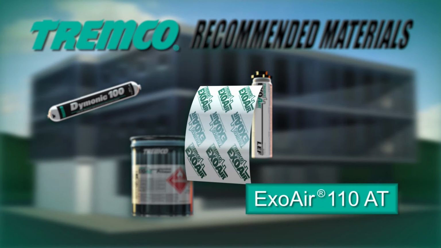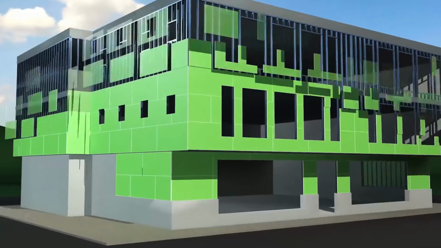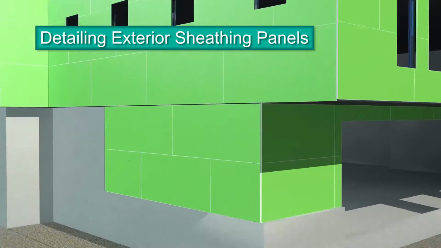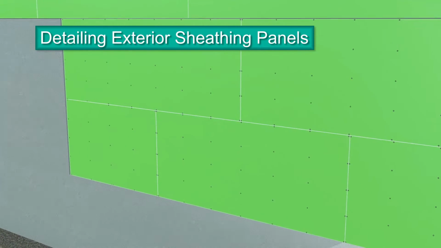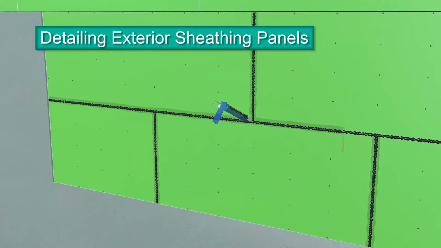ExoAir 110AT is a composite 24mm sheet designed for use as the membrane or as a component of an air barrier system. Exterior sheathing panels can be detailed using Dimonic 100 high-performance polyurethane sealant. Dimonic 100 is the approved sealant for detailing all board joints and fastener heads.